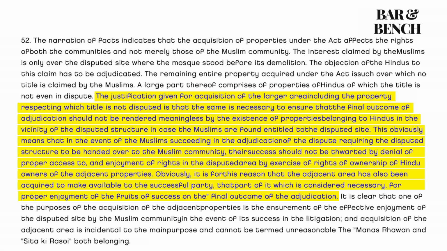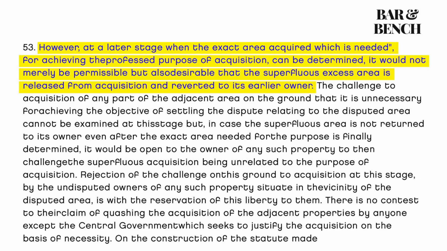It also made it clear that Muslims have laid claim only to the disputed site which measures 0.313 acres and not the 67.3 acres adjacent to it. The Supreme Court also held that the acquisition of the adjacent land of 67.3 acres was only to ensure that the party which succeeds in the title suit is not denied proper access to the disputed site and for the enjoyment of the disputed land. However, the court also made it clear that the centre can determine the area needed for the above purpose and return the remaining land back to its rightful owners.